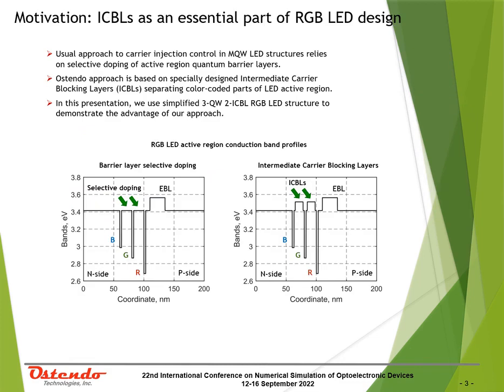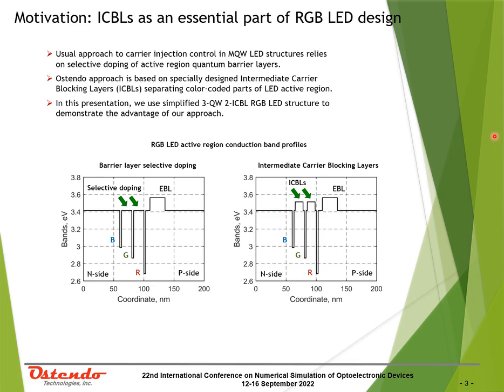To achieve full RGB coverage, intermediate carrier blocking layers must be optimized both in composition and in doping. In this presentation, we will show that intermediate carrier blocking layers, or ICBLs, represent an essential part of RGB LED active region design and cannot be replaced by active region selective doping. Doping profile of the active region indeed affects the distribution of carrier injection in multi-quantum well structures. However, full RGB color control has never been demonstrated in selectively doped structures. We will show that only combined optimization of both doping and composition of intermediate carrier blocking layers achieves full RGB color coverage.